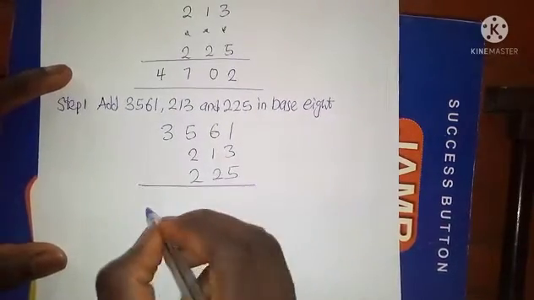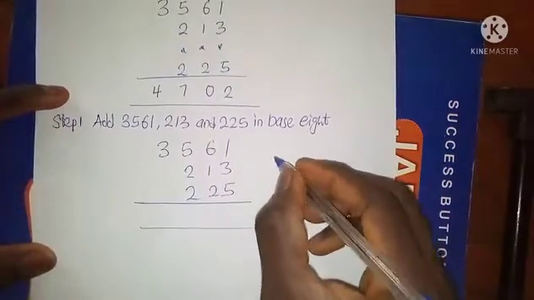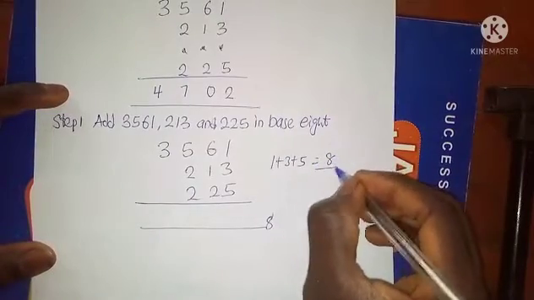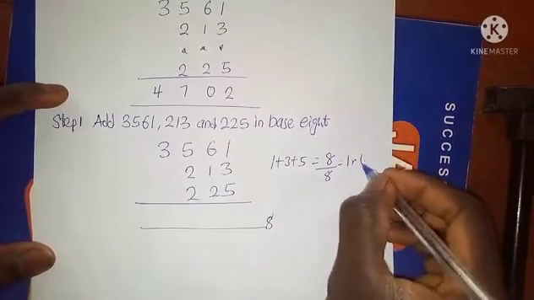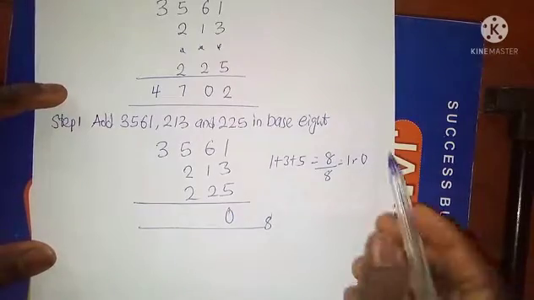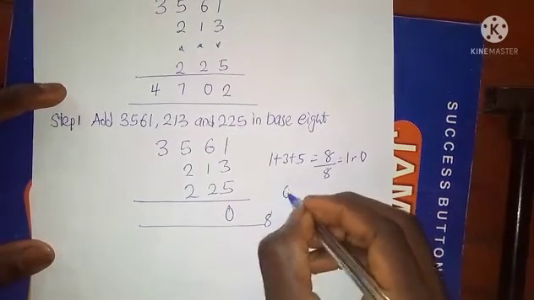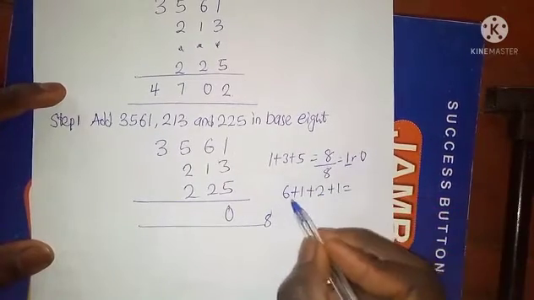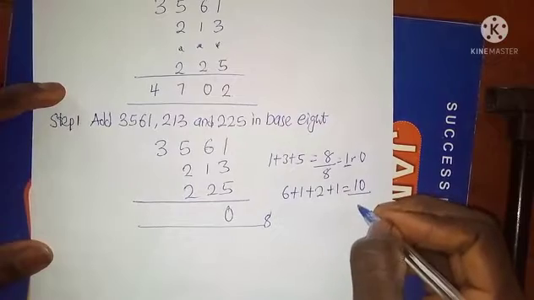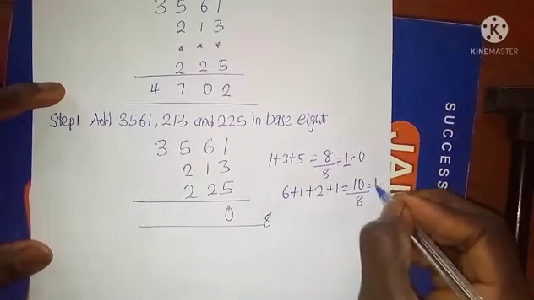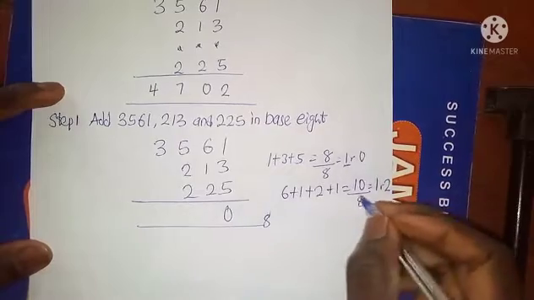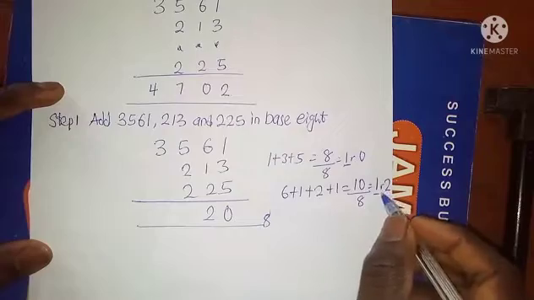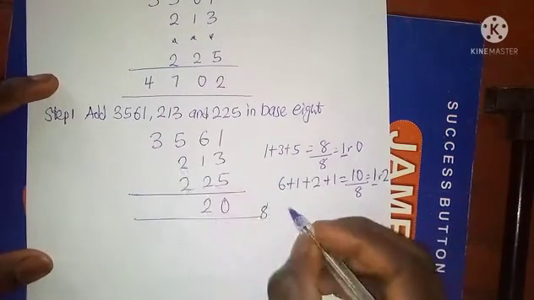So in base 8, when we have 1 plus 3 plus 5, this place we are having what? 9. 9 divided by 8, this is 1 remainder 1. We are going to write the 1 and carry the other. Now let's move to the second one. 6 plus 1 plus 2, then plus this 1. So this is what? We are having 10. 10 divided by 8, which is equal to 1 remainder 2. So we are having 1 remainder 2. We are going to write the remainder 2, and we are carrying 1.